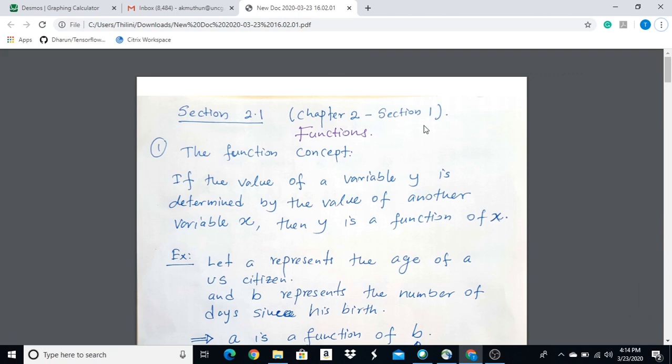So this is section 2.1, that means chapter 2, section 1. Today we are going to start talking about functions. So first we will talk about the function concept. What do we mean by a function?